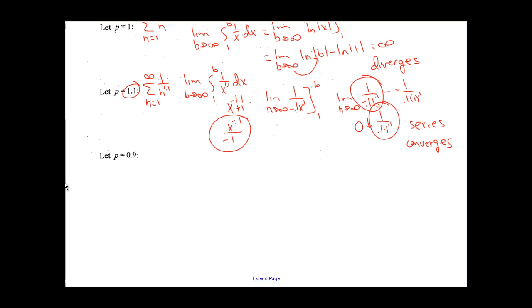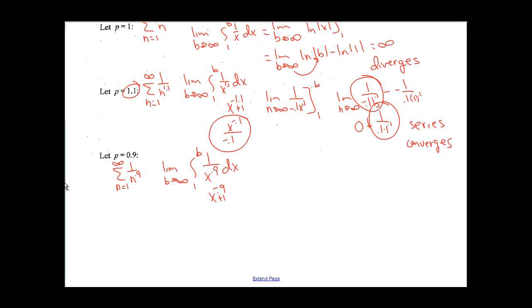The lesson here is that if the p is bigger than 1, the series is going to actually converge. Now let's look if p is less than 1. In this case, it's 0.9. So we have n equals 1 to infinity of 1 over n to the 0.9. Well, we're going to see if this converges or diverges by the integral test. So we have the limit as b approaches infinity, integral of 1 to b of 1 over x to the 0.9 dx. Well, this is really x to the negative 0.9.